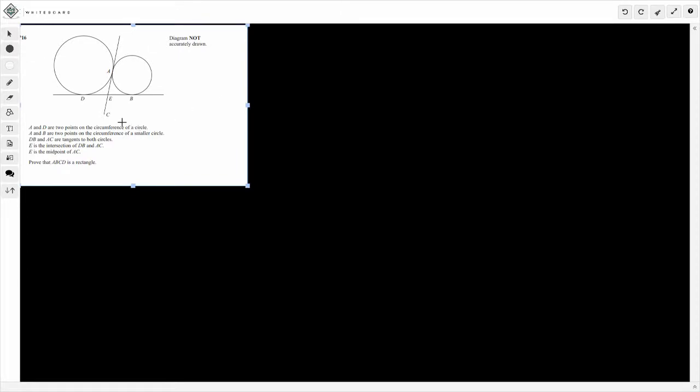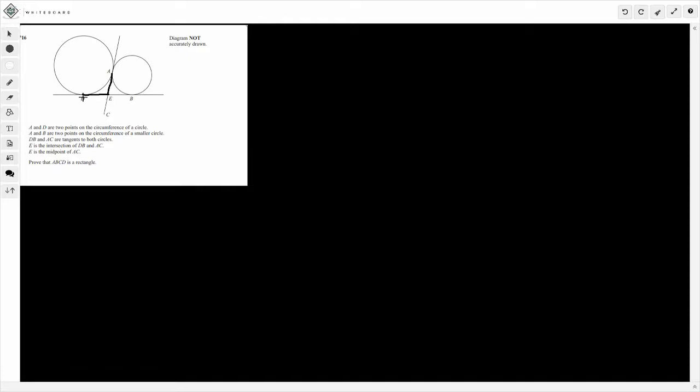Well, we're told here that DB and AC are tangents to both circles. This is very important, and the reason why is because we know now that if these are tangents, what that means is that from D here to E, that length there must be the same as from A here to E. And that's because tangents from an external point are equal in length.